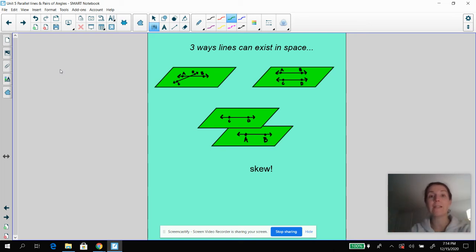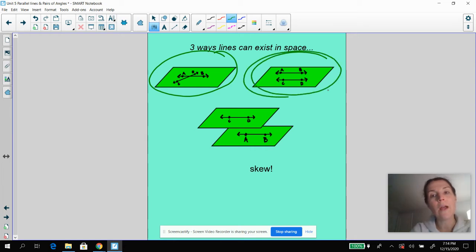The first way that lines can exist in space is they can be coplanar and intersecting. Another way is that lines can be coplanar but parallel, meaning they never intersect. And then the last way is what we call skew lines. This is when we have two lines that are non-coplanar, so they never really intersect, but they're not parallel either. We call those skew lines if they are non-coplanar.